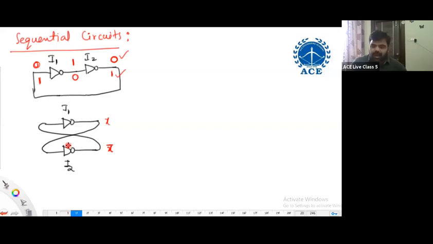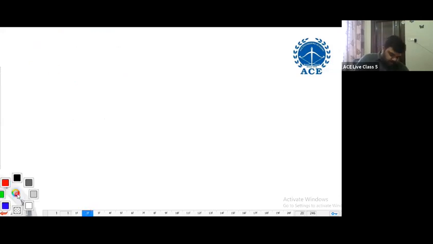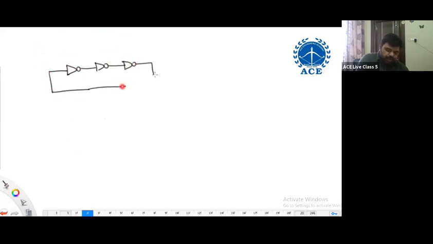Before understanding this, let me discuss one more thing. In this ring circuit, instead of using two inverters, I'm using three inverters. Let us see what happens. If it is a 0, we get a 1, then again 0, then again 1. The same port that was at 0 is becoming 1.